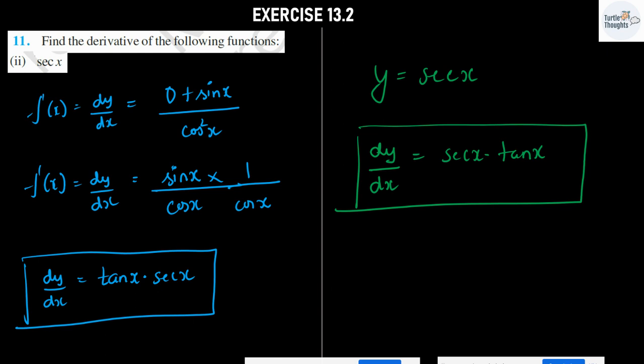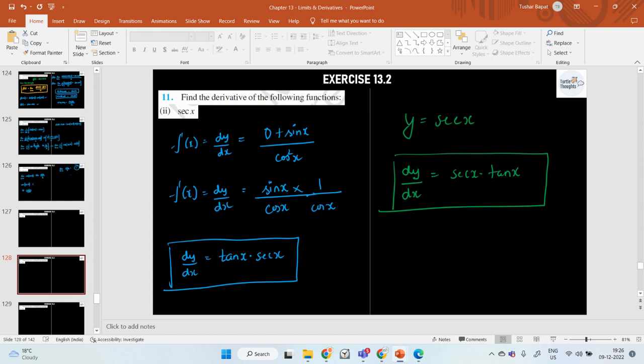Is this question clear? Yes? Okay. Now, similarly, let me consider cosecant x. All right.